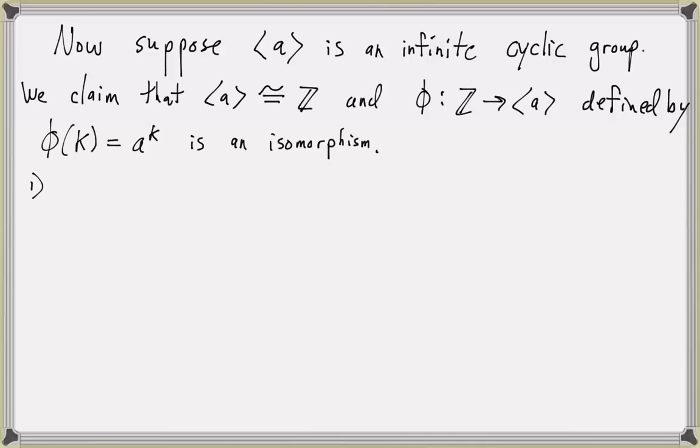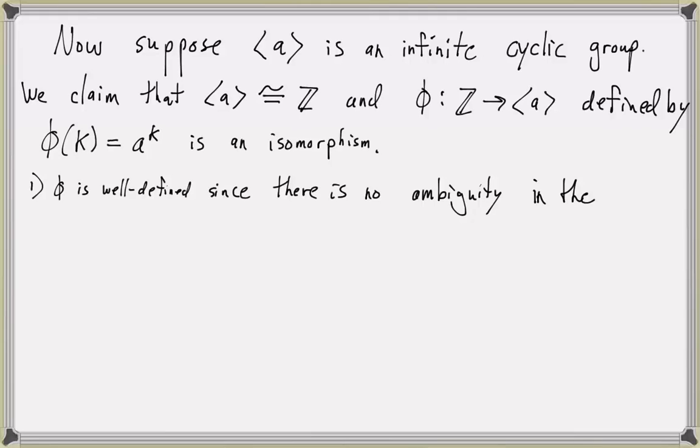First, note that phi is well defined, since when we take an input that is an integer, there's no ambiguity about the representation of integers. So phi is well defined since there's no ambiguity in the representation of the integers.